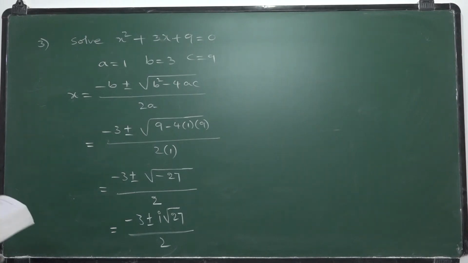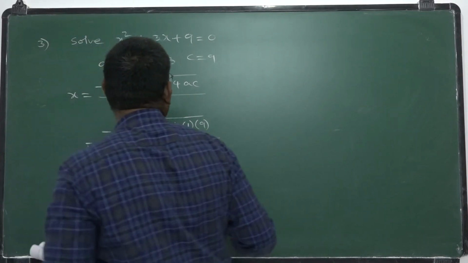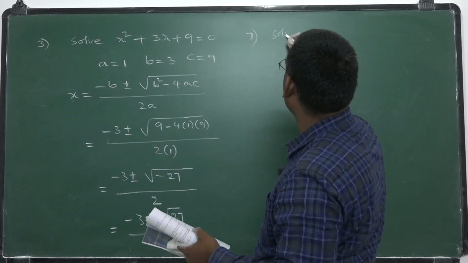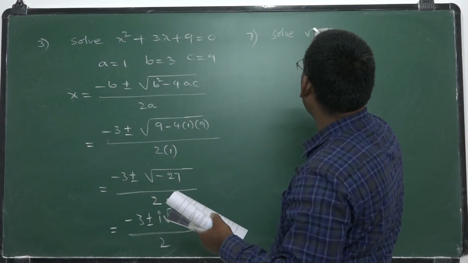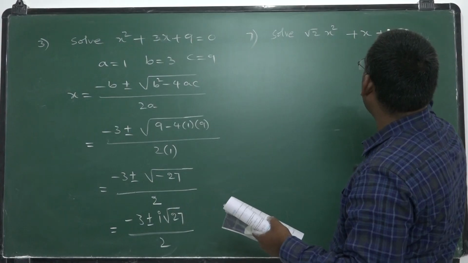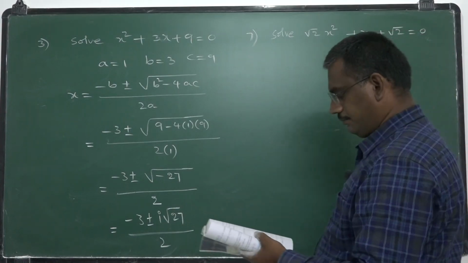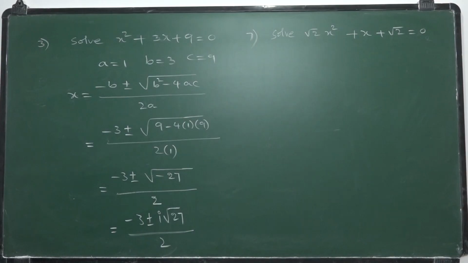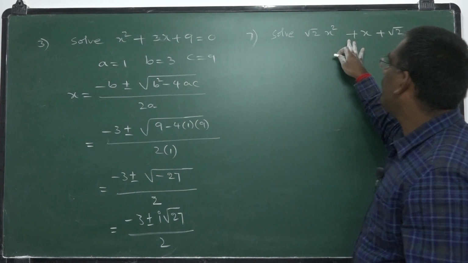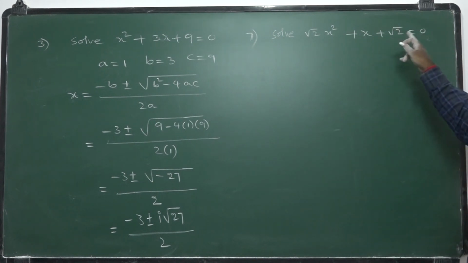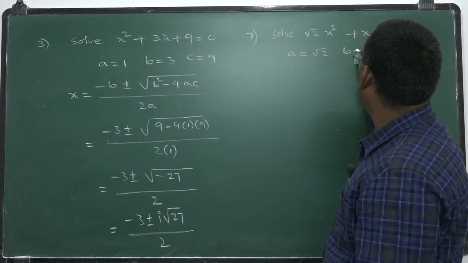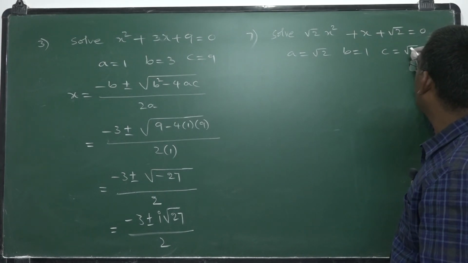Next, seventh problem. Solve the equation root 2x square plus x plus root 2 equal to 0. So comparing the given quadratic equation with ax square plus bx plus c equal to 0, a equal to root 2, b equal to 1, c equal to root 2.